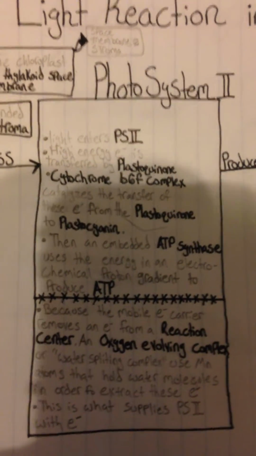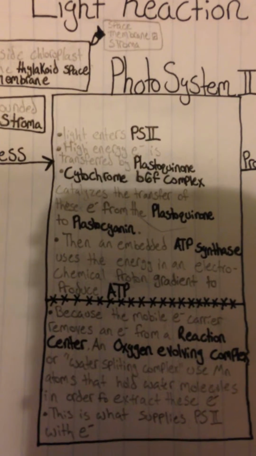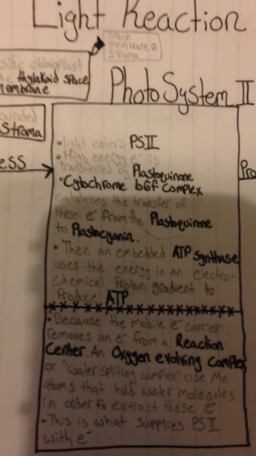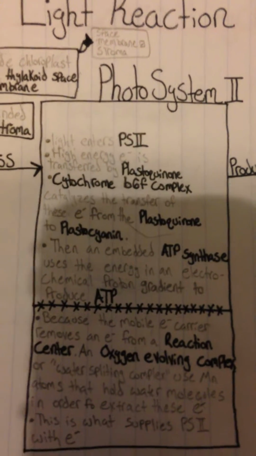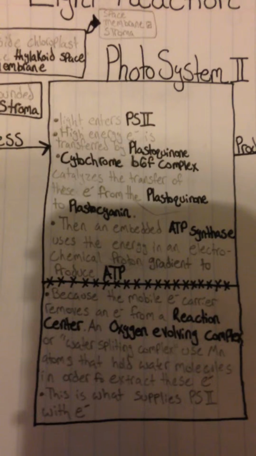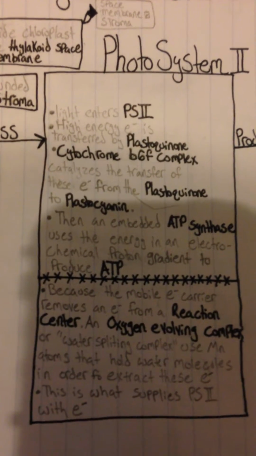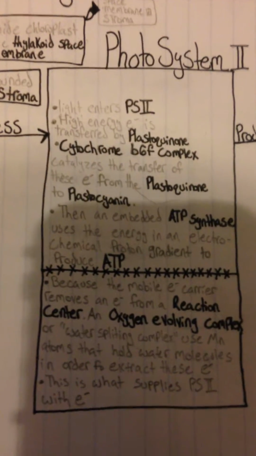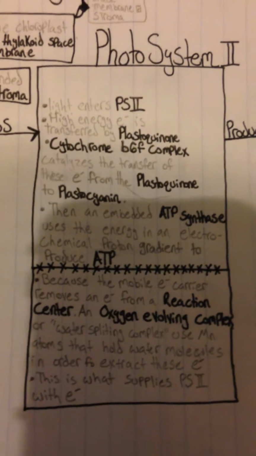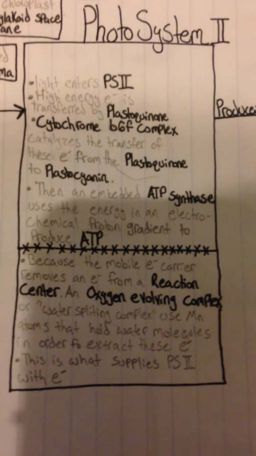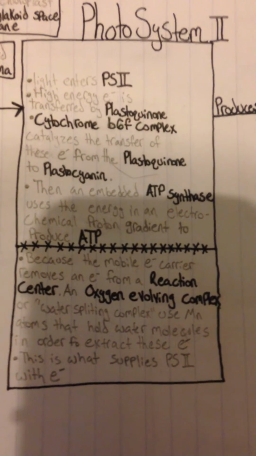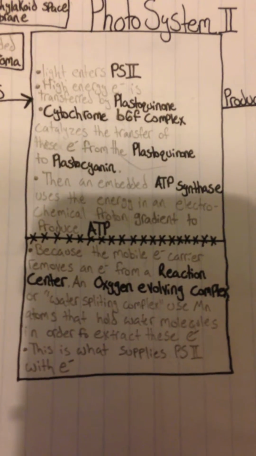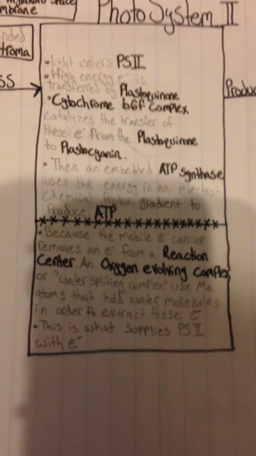Starting with photosystem 2, light enters photosystem 2, higher energy electrons are transferred by plastoquinone, and then from there the cytochrome b6f complex catalyzes the transfer of these electrons from the plastoquinone to the plastocyanin. Forgive any mispronunciations. From then there is an embedded ATP synthase that uses the energy from an electrochemical proton gradient to produce ATP.